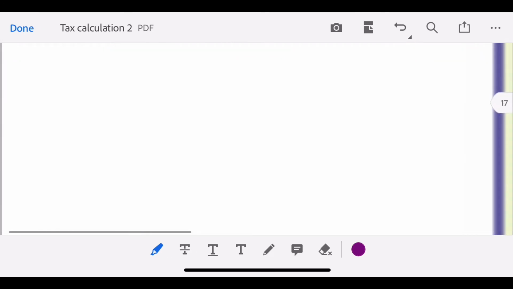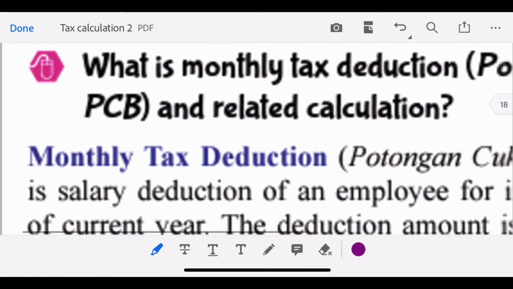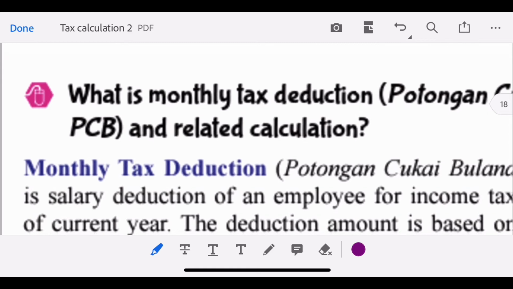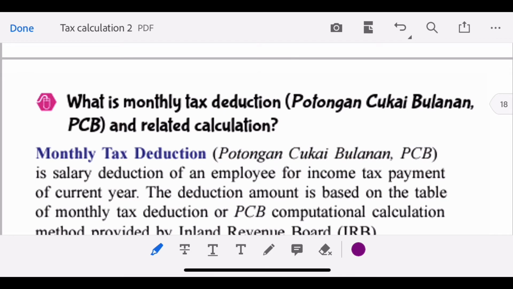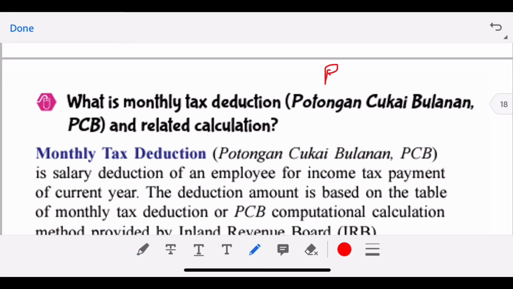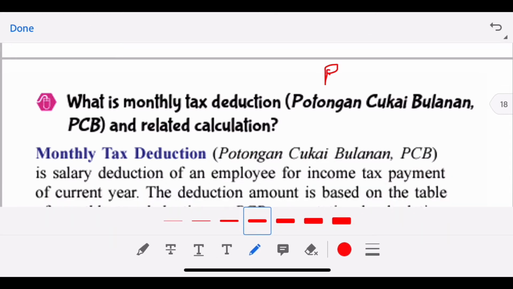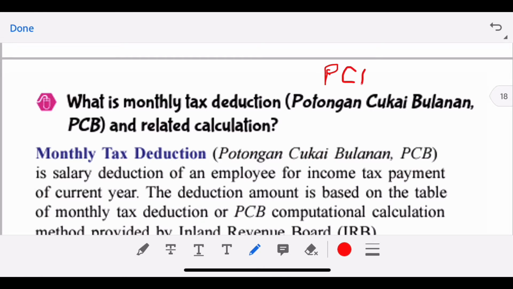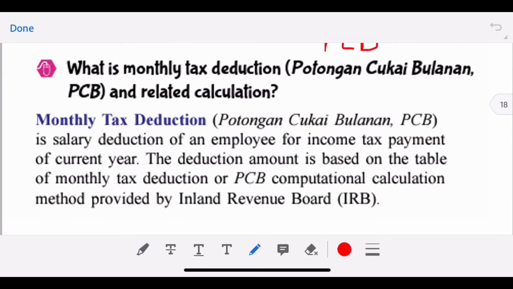Alright, so that's how we calculate the income tax. Okay, now what is monthly tax deduction? Normally we call it PCB. In Bahasa it is potongan cukai bulanan. PCB is a short form for potongan cukai bulanan. So actually the PCB will be shown on the monthly payslip, right?